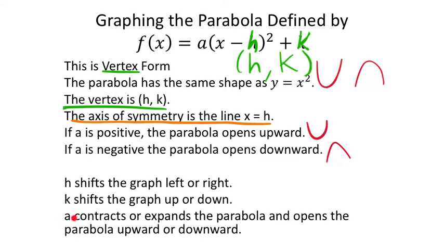And then again, a will also depend on the contraction or expansion, meaning a can make it thin like this one, but it could also make it kind of wide like that. These last three aren't so important because technically speaking, if it's in this format, you have the vertex, but you can always just use x and y. You can choose your own x values, plug it in, and then see what y value comes out.